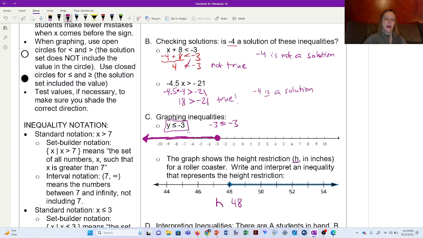And notice that all of these values that are bigger than 48 are colored in. So h is greater than or equal to, because this is a solid circle, h is greater than or equal to 48. So 48 inches or taller to ride on this roller coaster.